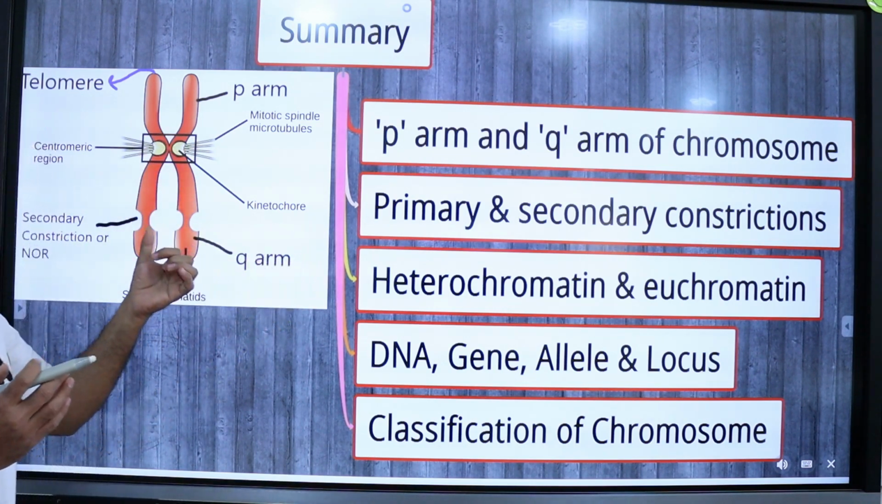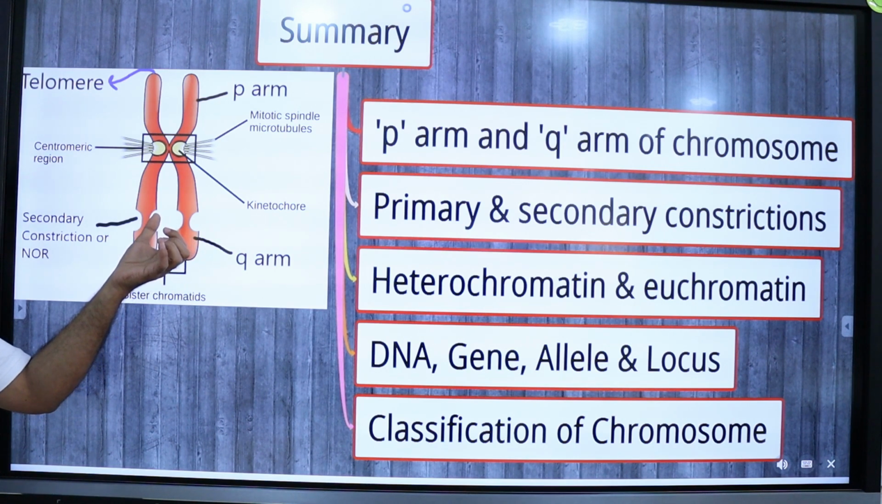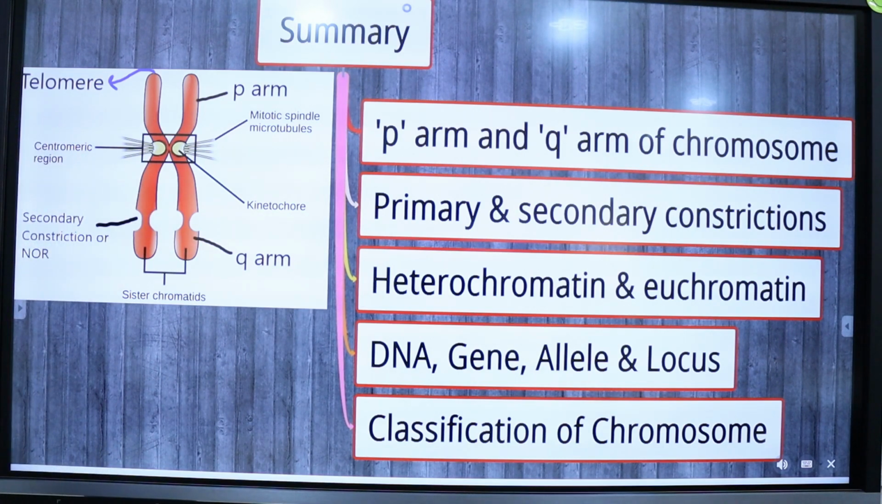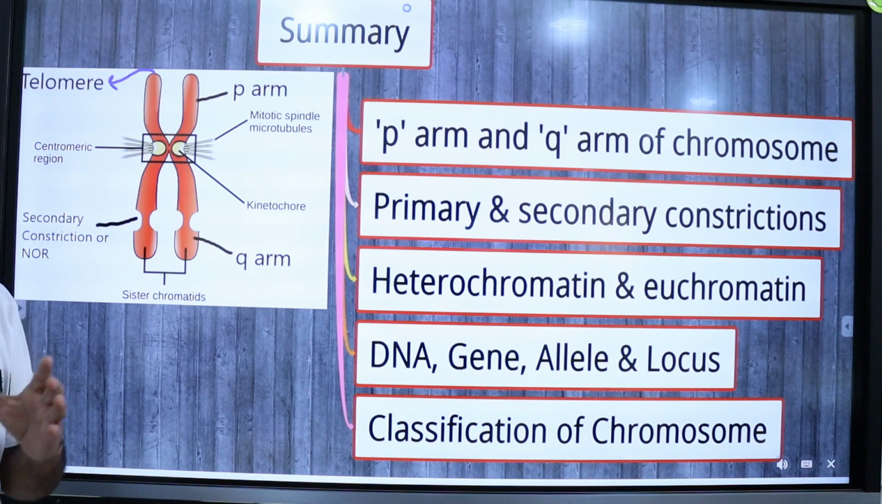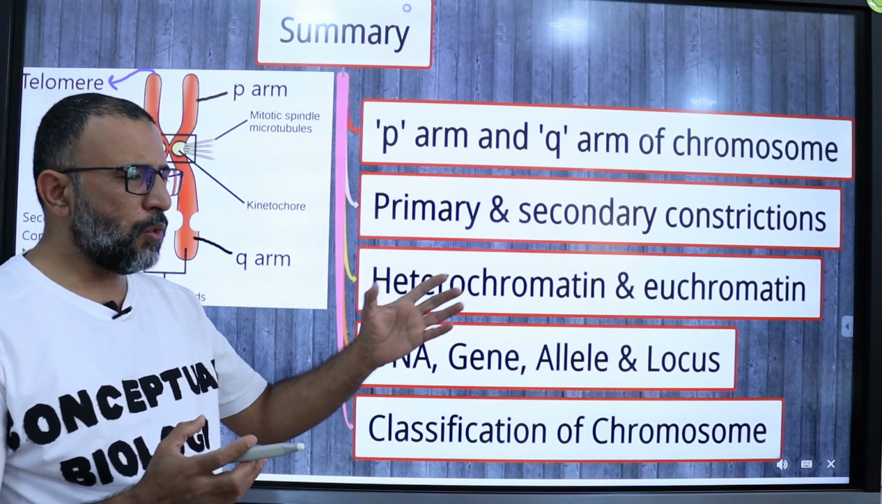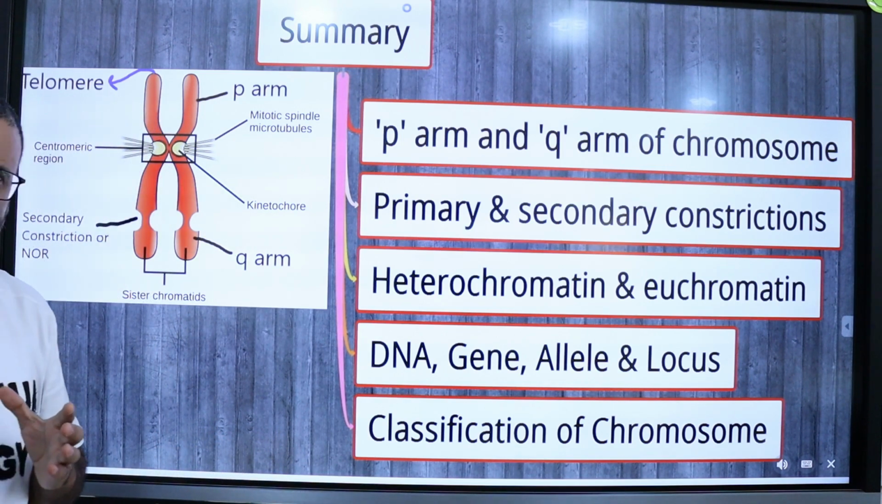Secondary constrictions mark the locations in the nucleus where nucleoli are assembled. It is associated with the nucleolus during interphase of cell division and takes part in reorganization of the nucleolus at the end of the cell division. Heterochromatin and euchromatin: heterochromatin is the part of chromatin which is highly condensed and whose genes are not expressed, and euchromatin is the active part of chromatin where the transcription process takes place.